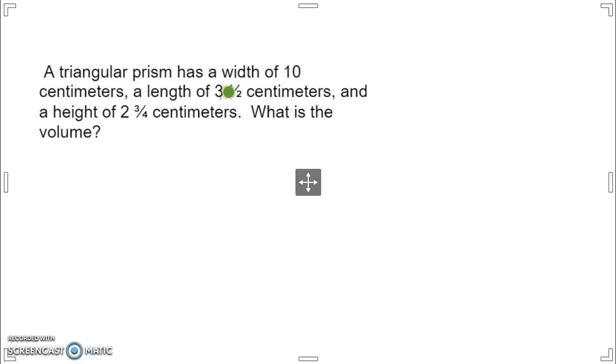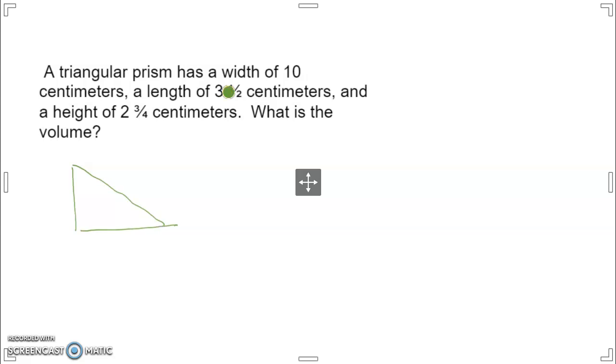All right, so a triangular prism has a width of 10 centimeters, a length of 3 1/2 centimeters, and a height of 2 3/4 centimeters. We need to find the volume. So the thing that we have to do is specifically find the area of the triangle first, and that's going to use the length and the width.